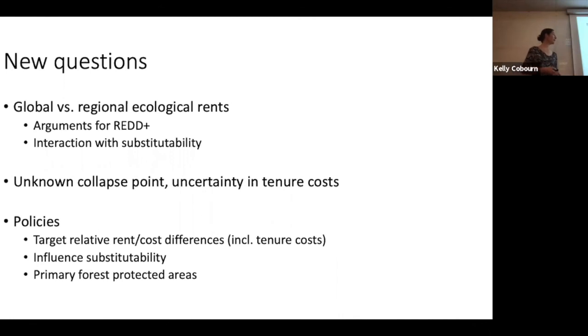And then we think that there is still a role for primary forest protected areas that's quite important. So we often still see ongoing deforestation, okay, even in the presence of reforestation. And so we might think about putting into place some protection to prevent ecosystem collapse.